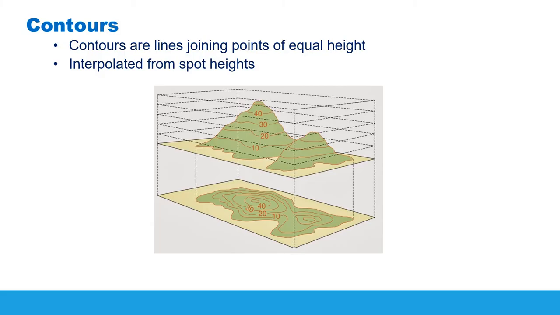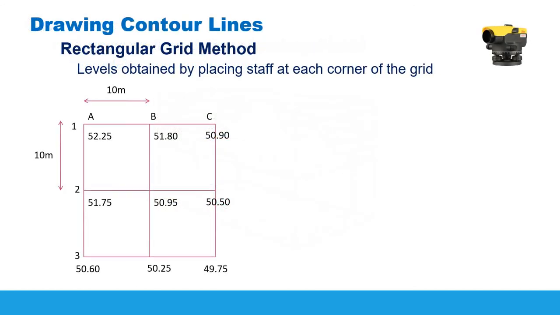Okay, so as we have just seen, guys, contour lines are just lines joining points of equal heights, as you can see here. Today we are going to focus on how to draw these contour lines manually using the rectangular grid method. There are a lot of methods in fact to draw contour lines, but this is one of them. So how to collect the measurements for this using leveling techniques, and then how to draw contour lines.